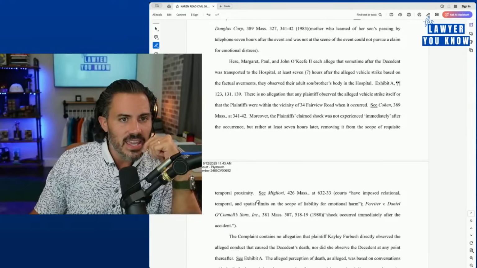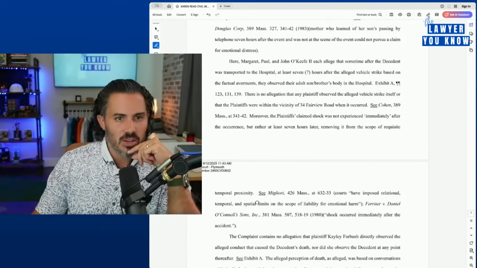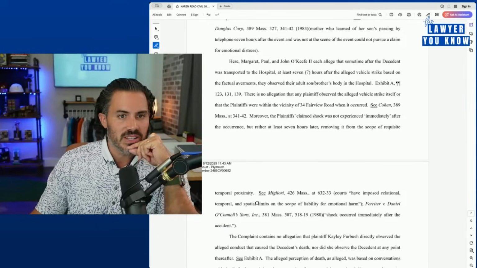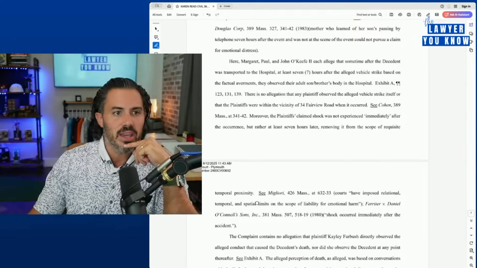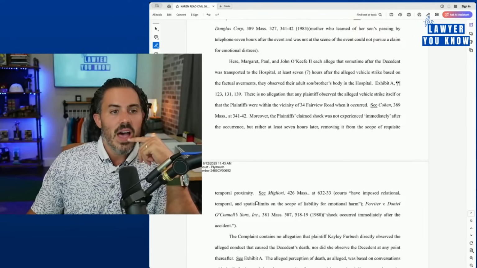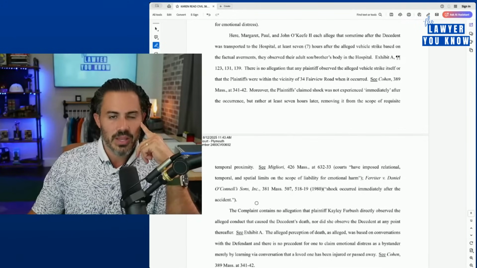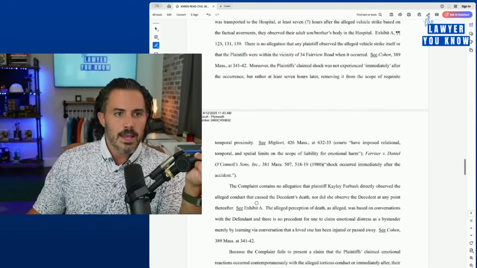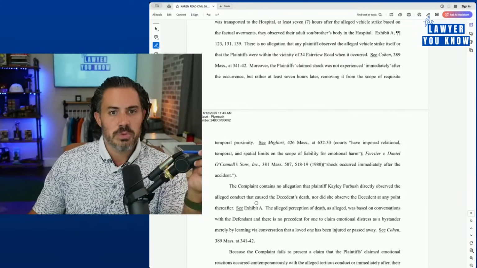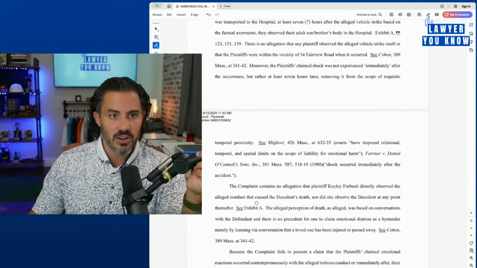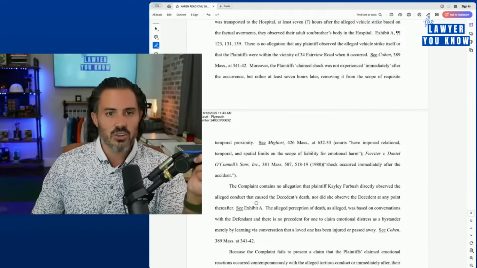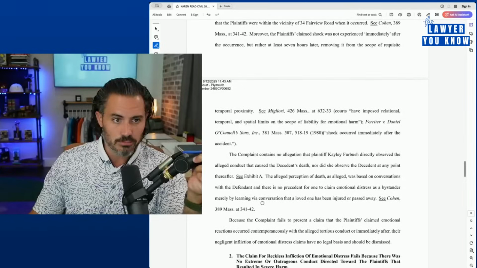Okay. Here, they allege that sometime after the decedent was transported to the hospital, at least 7 hours after the alleged vehicle strike, based on the factual averments, they observed their adult son/brother's body in the hospital. No allegation any plaintiff observed the alleged strike. Moreover, the plaintiff's claimed shock was not experienced immediately after the occurrence, but rather at least 7 hours later, removing it from the scope of the requisite temporal proximity.